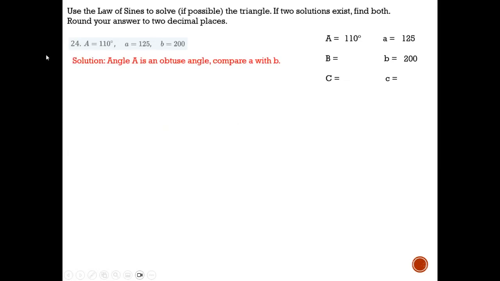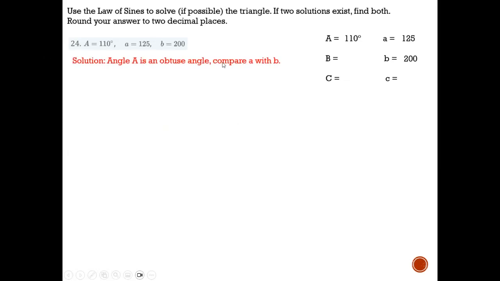It's asking us to solve, if possible, the triangle. If there's more than one solution, you have to find both. So again, what do we have here? I have the A value, the angle value. I have little a, the side length, and I have little b also. Again, it's the angle and two sides, ASS.